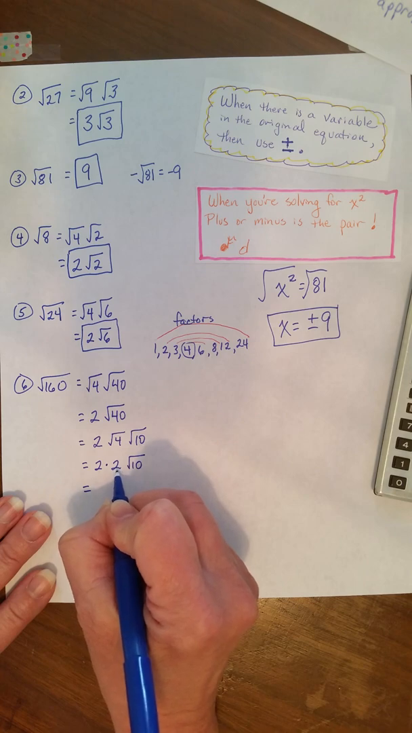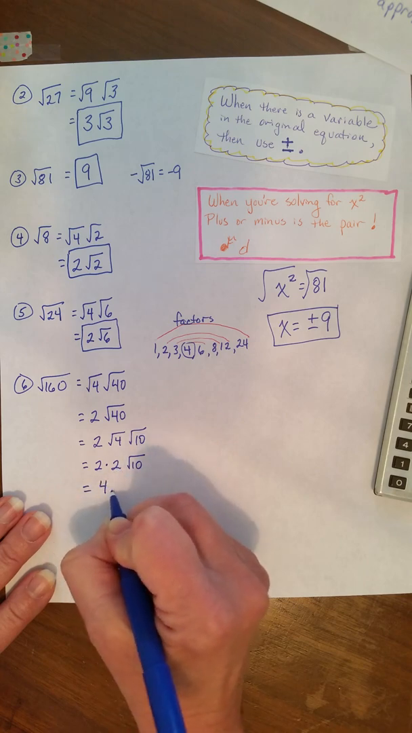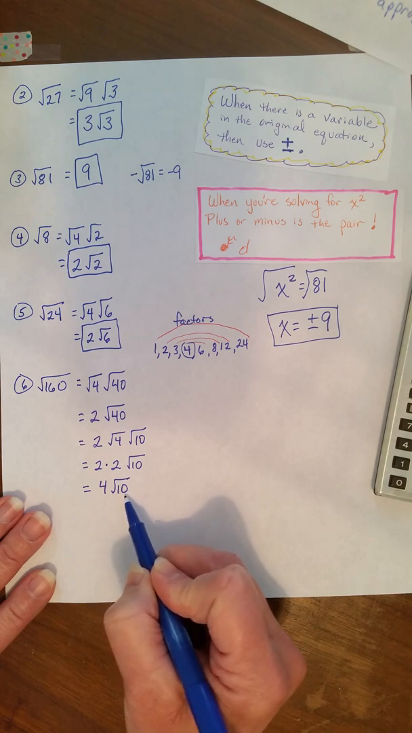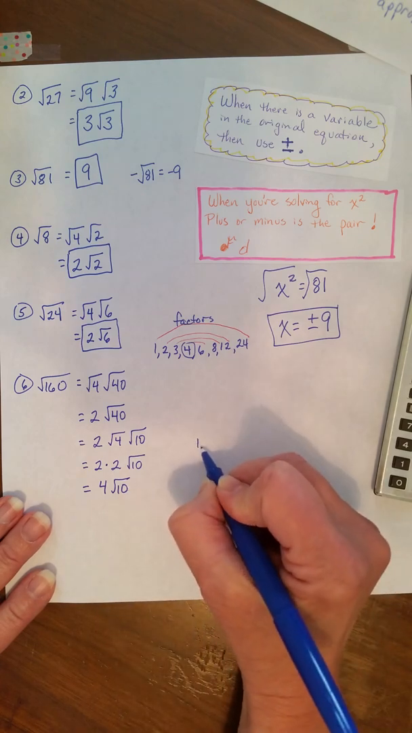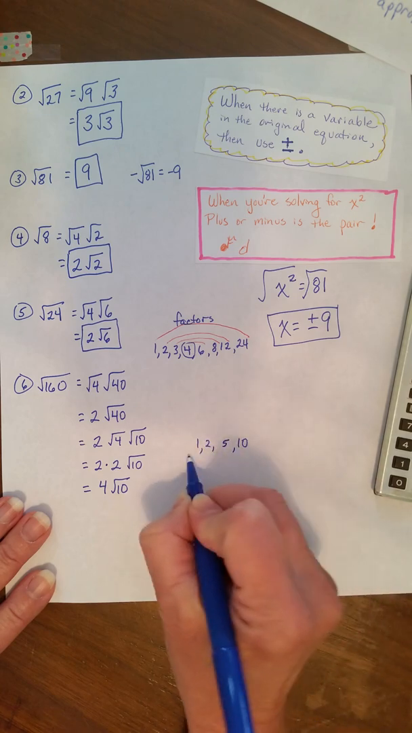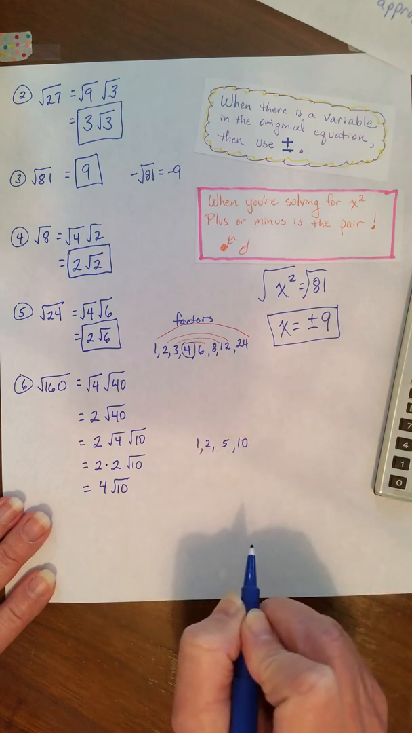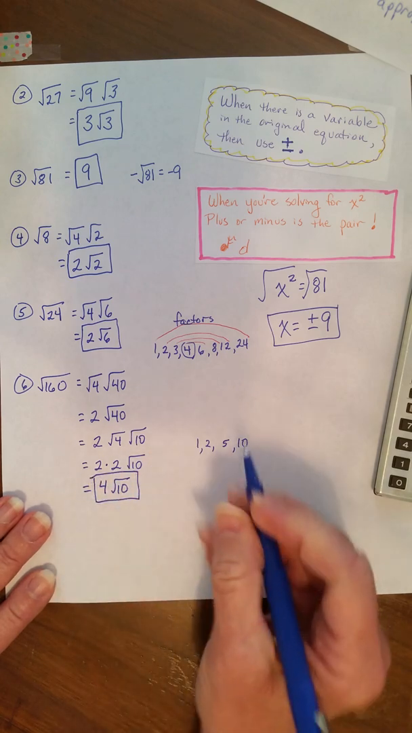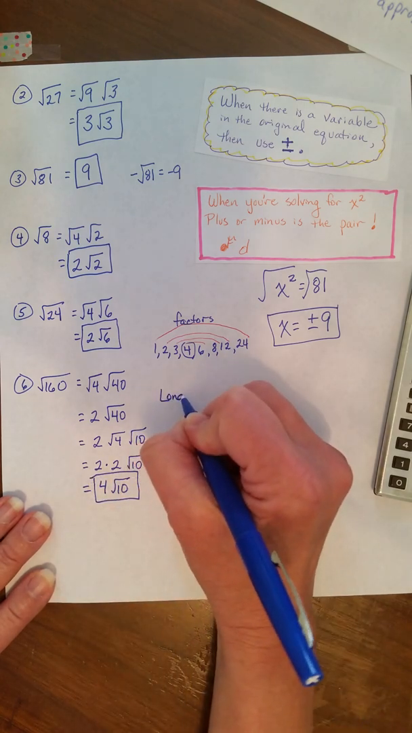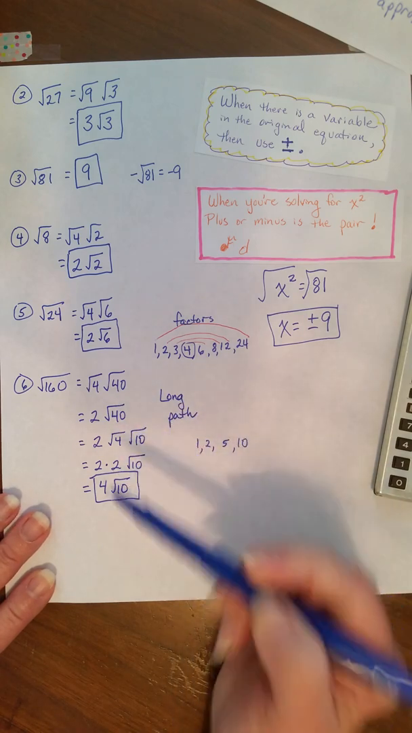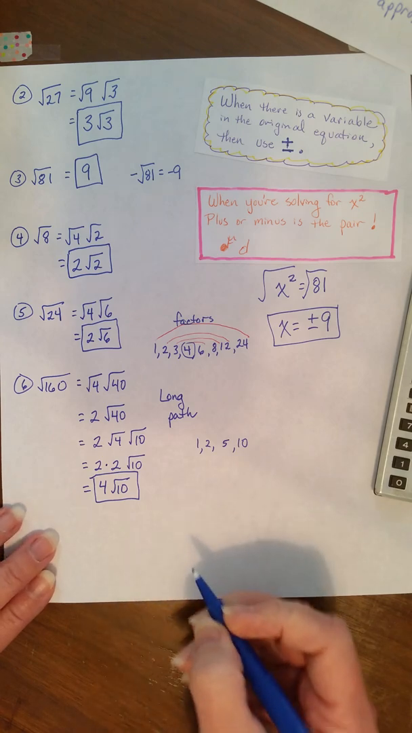Multiply these on the outside of the radical. 2 times 2 is 4, so you have 4 root 10. Now 10 is simplified because the only factors of 10 are 1 and 10, and 2 and 5. None of those factors are perfect squares. Okay, this is our final answer. Now this is the long path. Working through it this way is the long path. Let me show you a shorter path.